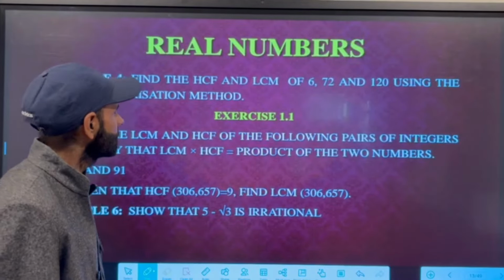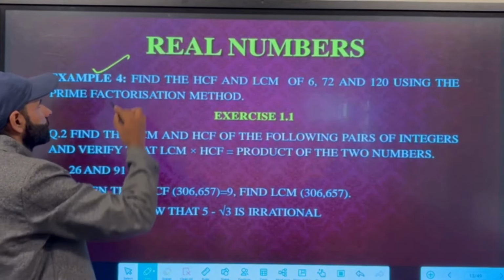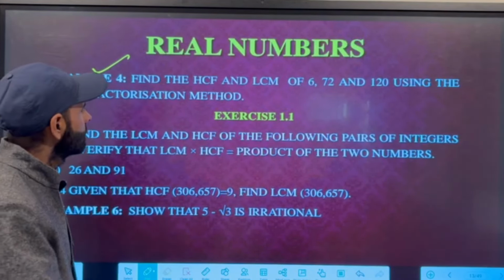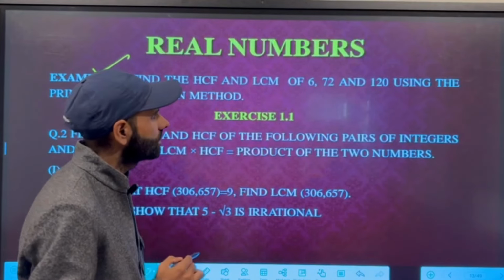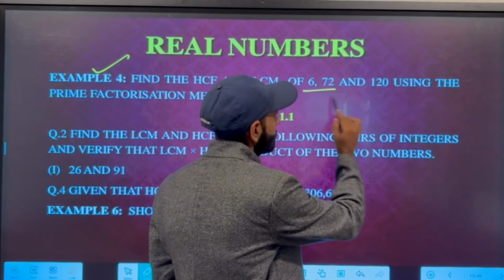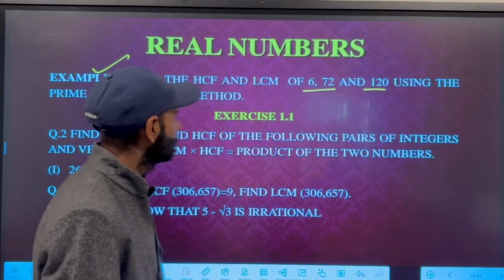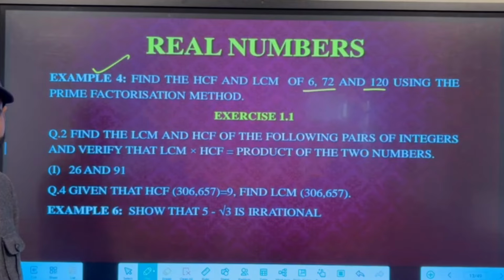So first of all, we have real numbers. In real numbers, there is example 4. Example 4 is important. Find the HCF and LCM of 6, 72 and 120 using the prime factorization method.